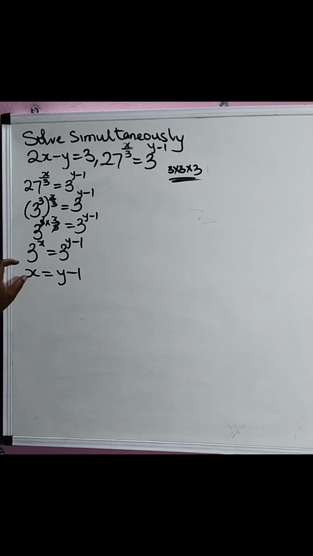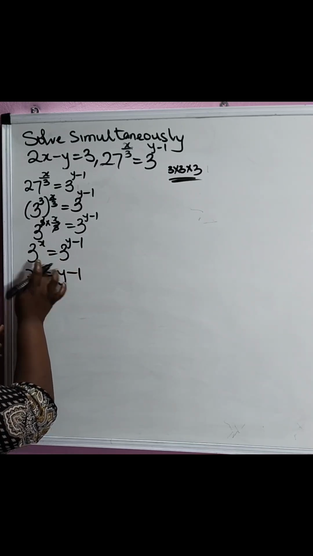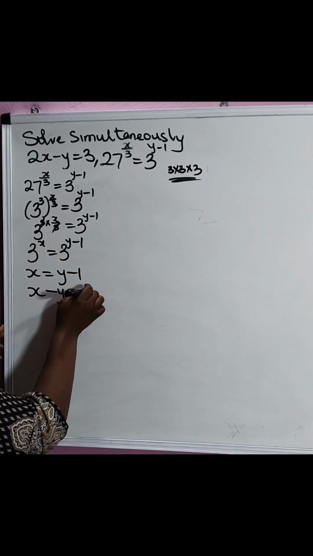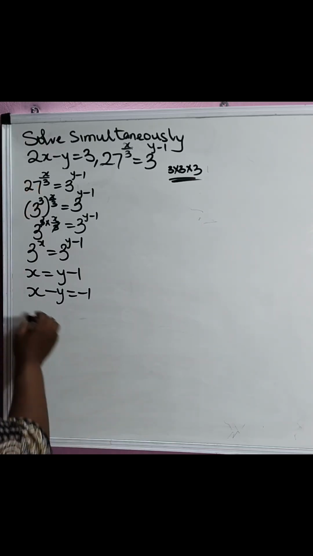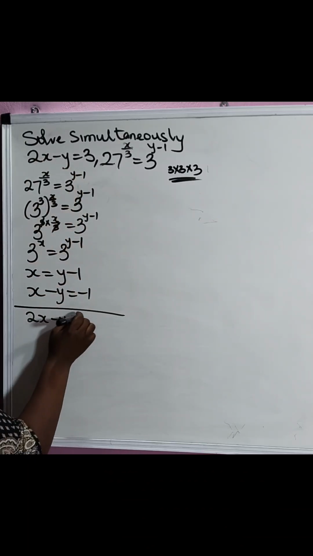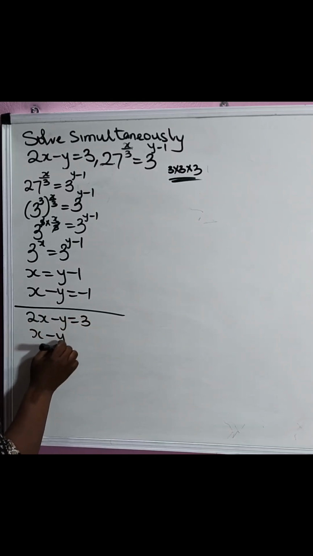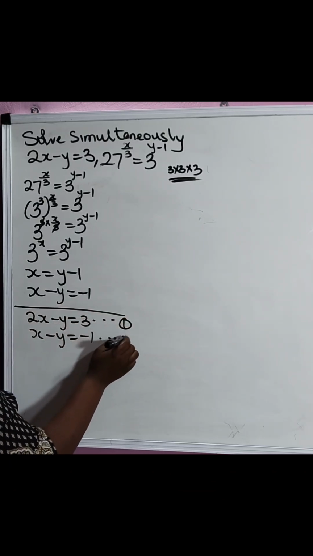Now, let's leave this equation to be like this. Okay, so that y will come over here. When y crosses, we have minus y equal to minus 1. We can now solve simultaneously. Now, let's bring this down. 2x minus y equal to 3, x minus y equal to minus 1. This is equation 1 and this is equation 2.